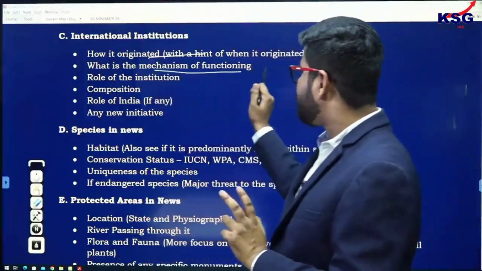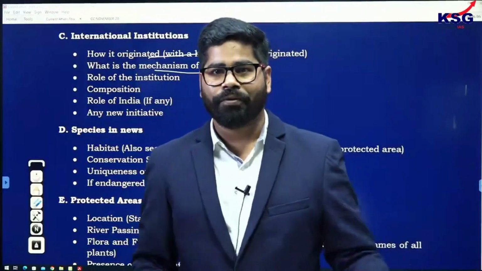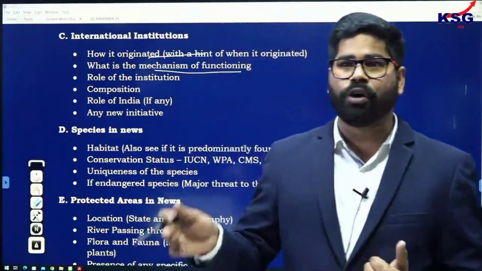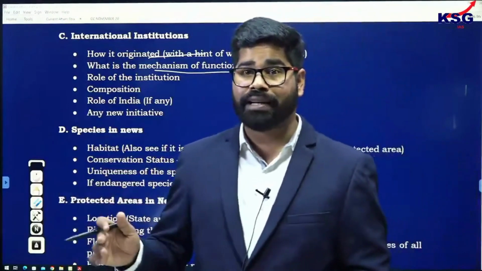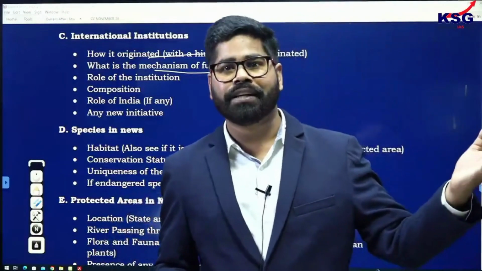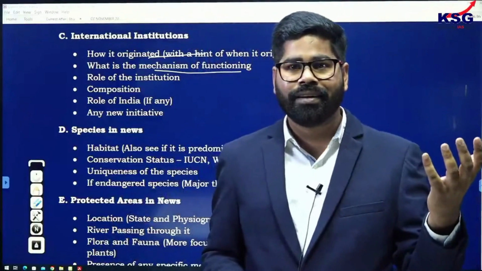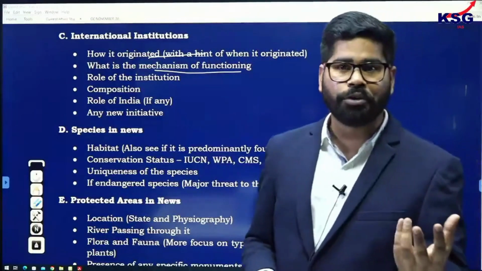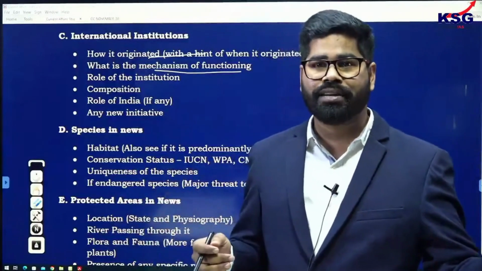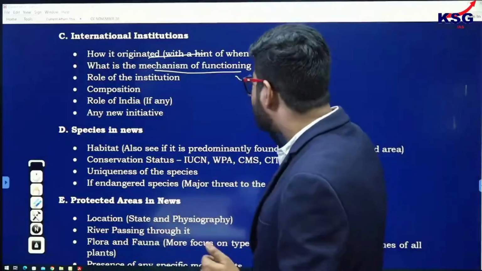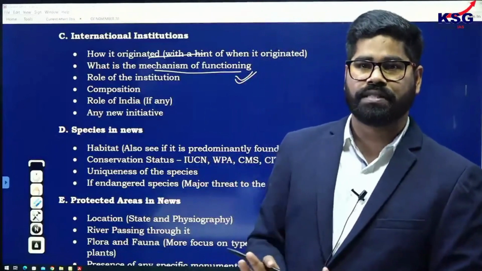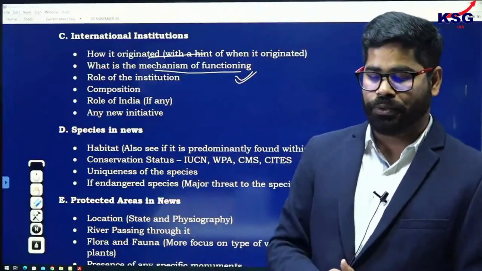Second thing is, what is the mechanism of functioning? Various organizations have their own manner of working. Some work through a conference of parties, some through different mechanisms. Like you have FATF, they have a different working mechanism. You have G7, they have a different one. You have G20, that is different. Some are formal groupings, some are informal groupings. Some are international agencies related to the United Nations. So what is the mechanism of their functioning? How and in what manner they function, that is again something you have to know.